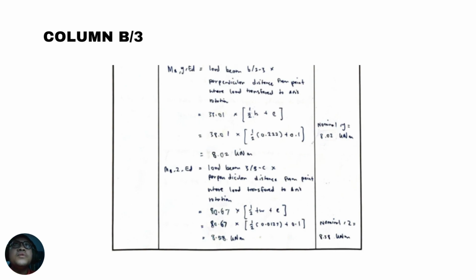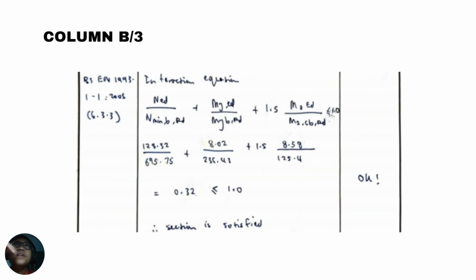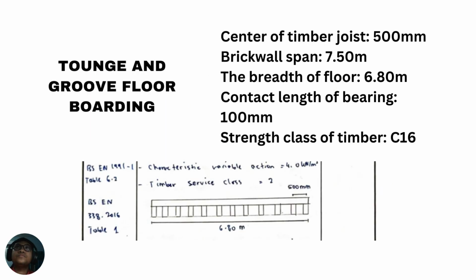Next, we go to the nominal moment. For the nominal moment, at the y-axis is 8.02 kN per meter, and for the z-axis is 8.58 kN per meter. Next, we go to the interaction equation. So the section that I choose is satisfied due to the interaction equation. The total is below 1.0, which is 0.32.